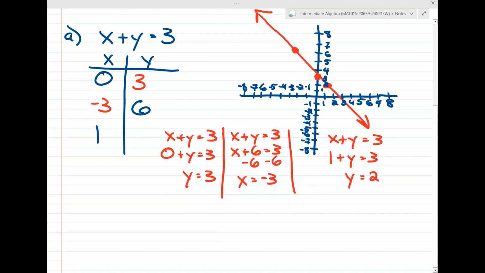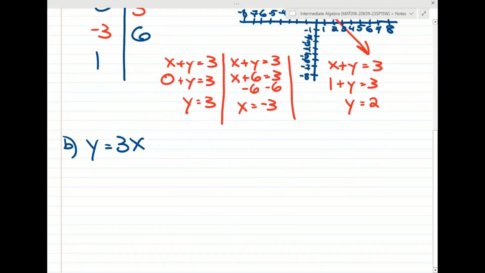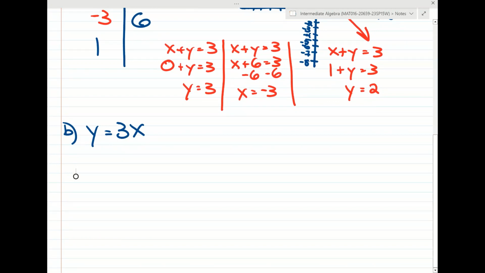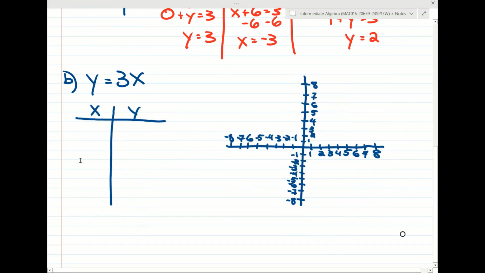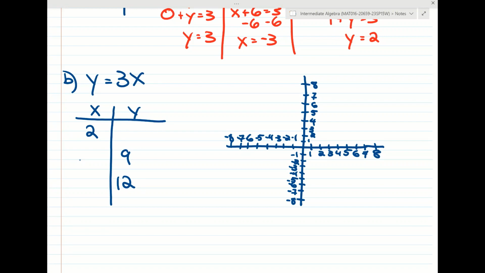Try another. Let's say y is equal to 3x. It's kind of annoying. I could just copy and paste, and you have to redraw it, right? What I'm going to do is make a table where x is 2, y is 9, and then 12. So I'll give you a second to get caught up, and then we'll complete this.